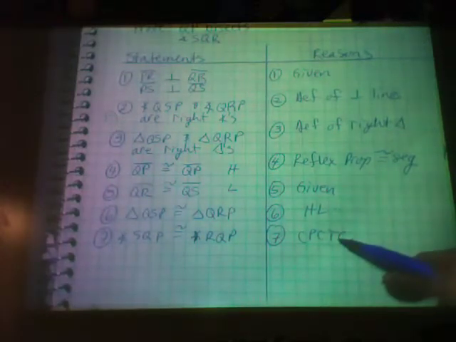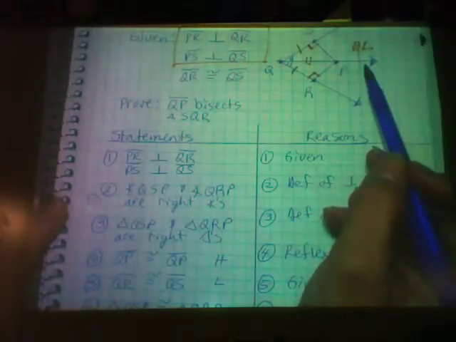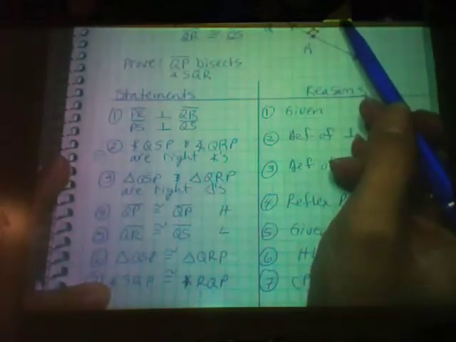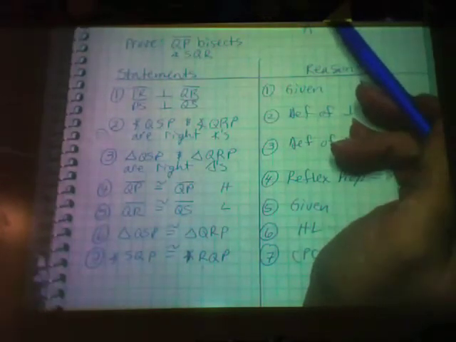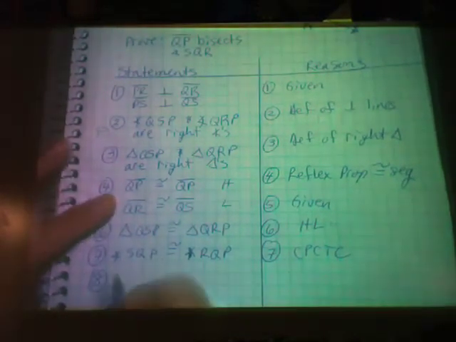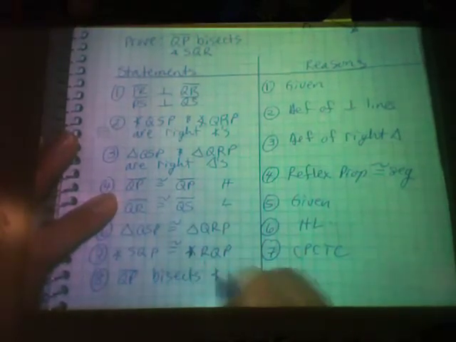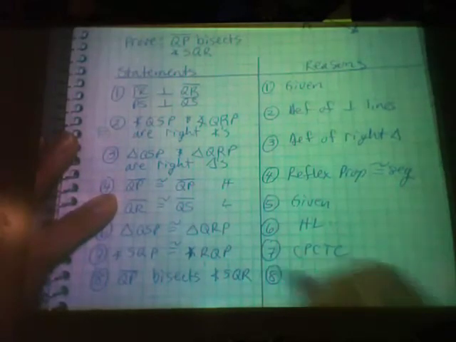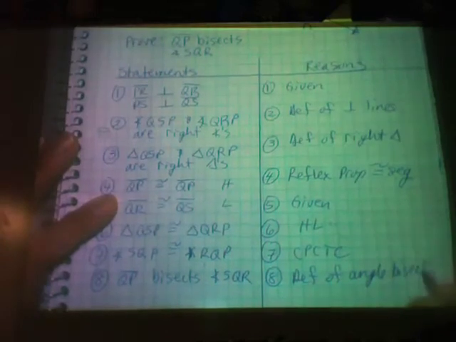This time, however, it is not the last thing in our proof. Once I state that those two angles are congruent, right here, what can you conclude about QP? By what? By the definition of an angle bisector, right? Angle bisector definition says that it cuts an angle into two equal pieces. Haven't we done that? So our last statement is the proof. Segment QP bisects angle SQR because of the definition of an angle bisector. And yes, you have to write all that.